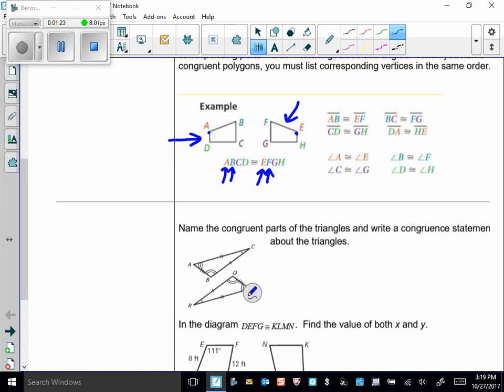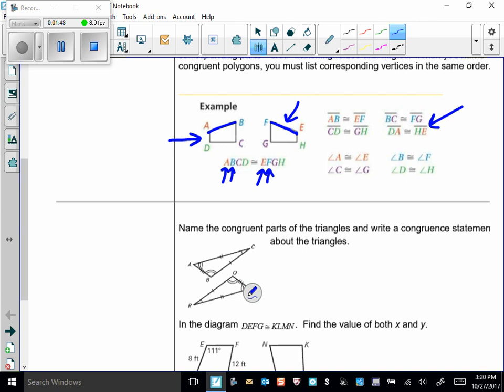So when I name the corresponding sides, I have to make sure the order is correct too. The side AB, here's AB, corresponds to EF. Well, I know A corresponds to E and B corresponds to F, so I do know that side AB is congruent to EF, and so that's the way we have to go.